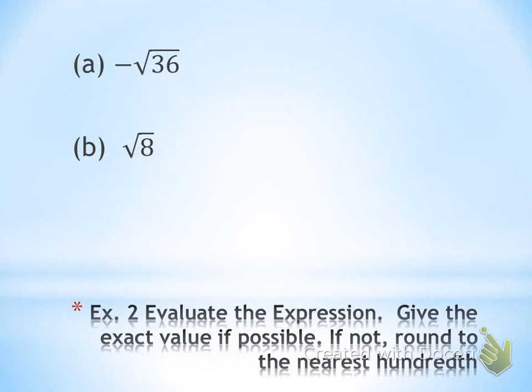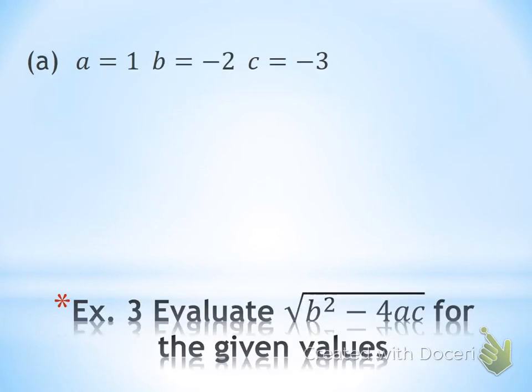All right, let's look at this one. Now, example 3 again says evaluate. Okay, so remember when we evaluate, we are solving. All right, and they want us to evaluate the square root of b squared minus 4ac for the given values. Now, this is important, and here's why.